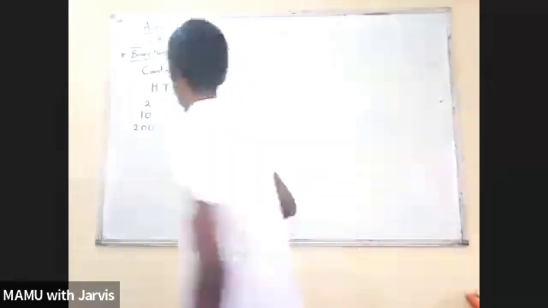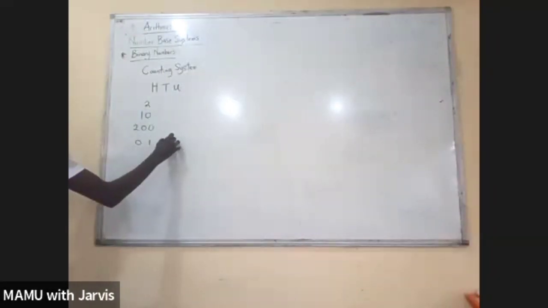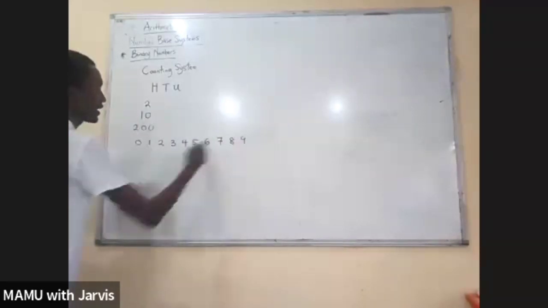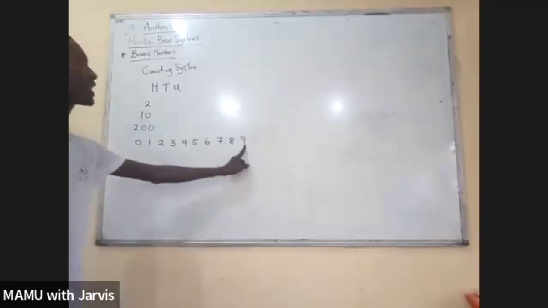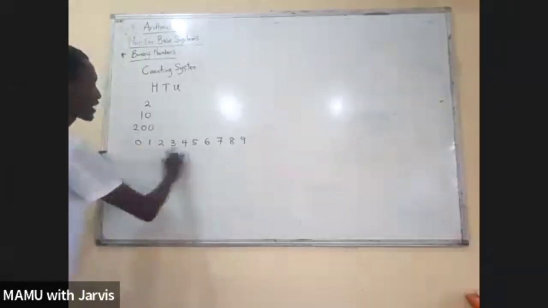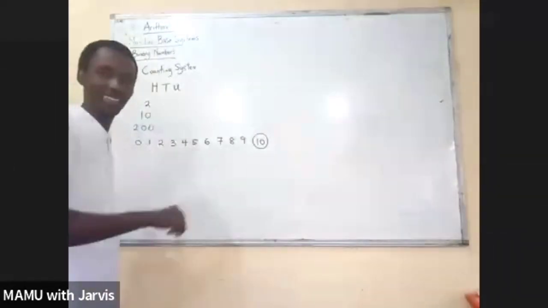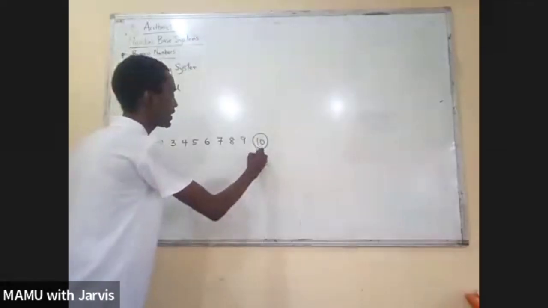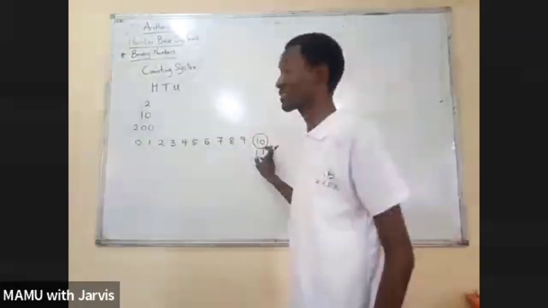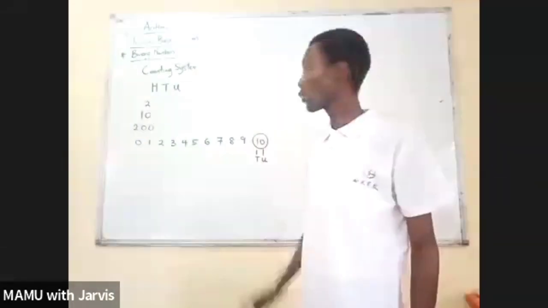Base 10. So in base 10, you usually start with 0, 1, 2, 3, 4, 5, 6, 7, 8, 9. And once you get to 9, you move to another digit. So if you get to 9 while counting, the next thing you write will be 10. This 10 you are writing is bringing in a tens digit and then writing this one as in units. So 10 has 2 digits. Good. 1 and then 0.